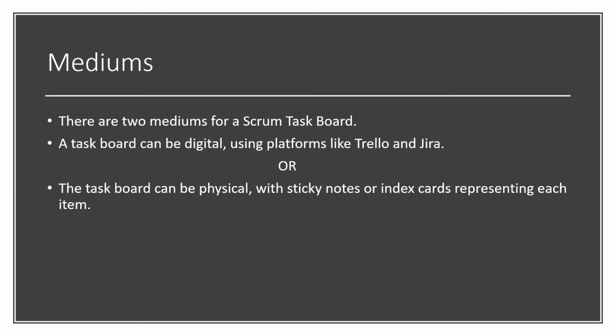Now, there are two mediums for a Scrum task board. There's either the digital medium, in which you use a program to create the task board like Trello or Jira. You will see an example of that on the next slide. Or there can be the physical task boards, in which you actively draw out the task board and then write each item like task or story onto sticky notes or index cards and put them in the appropriate spot.